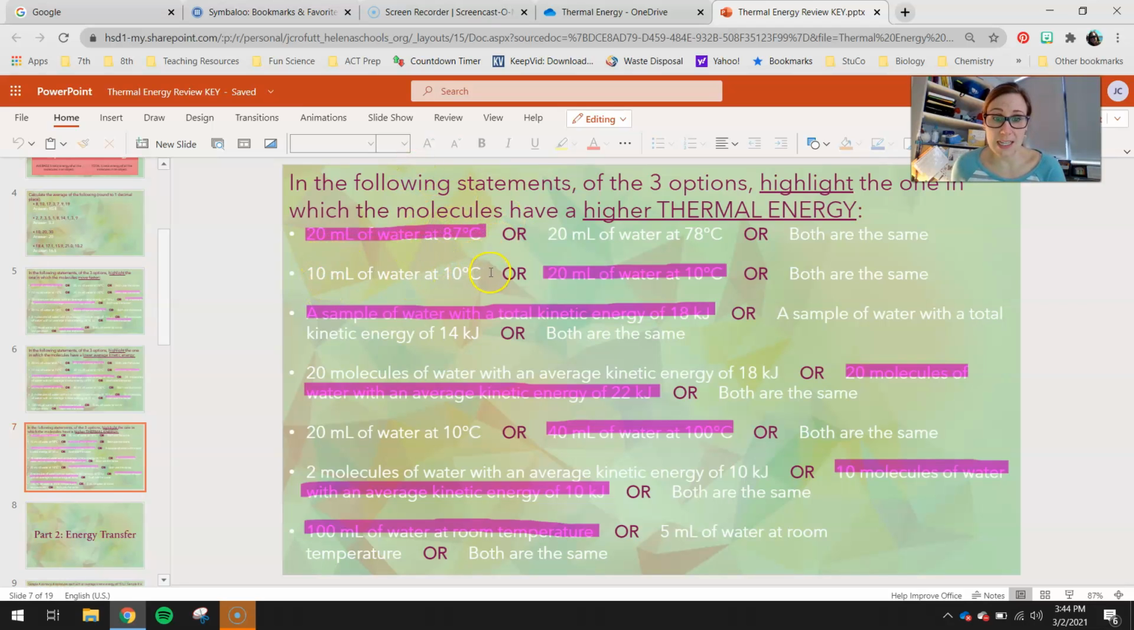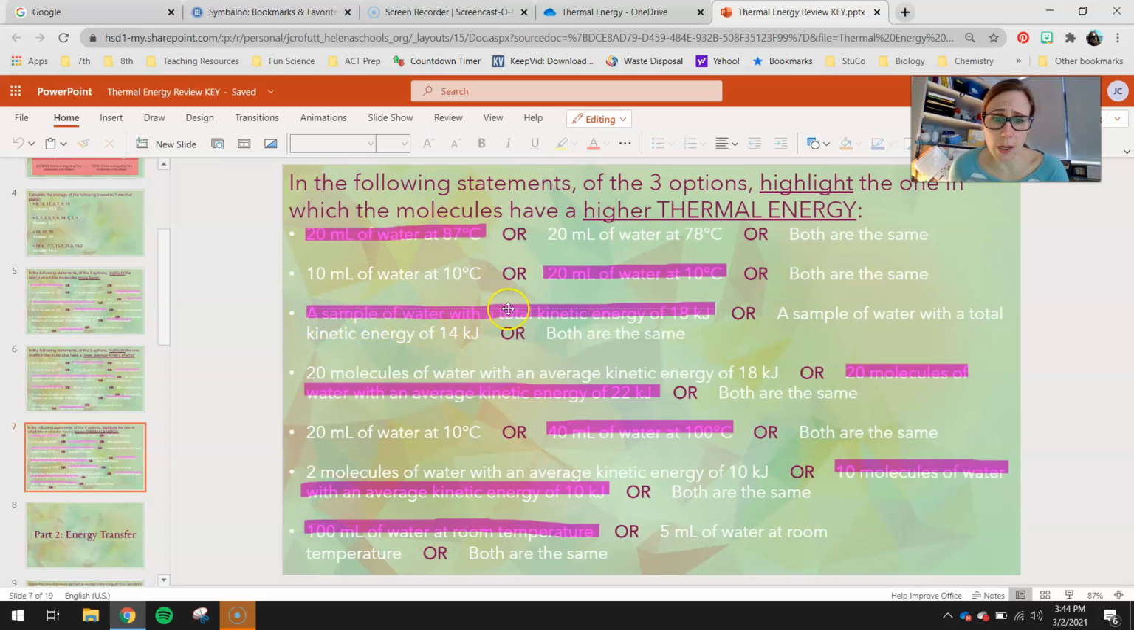Okay, 10 milliliters at 10 or 20 milliliters at 10, both are the same temperature, but because there's twice as many molecules here, we're going to have a larger thermal energy here. Okay, remember again, I can't say this enough, thermal energy is your total kinetic energy. So if you were to add up all the kinetic energies of all those molecules, the one that has the larger sample probably most of the time is going to be better, but temperature does matter there as well.